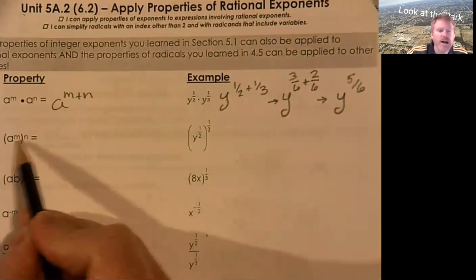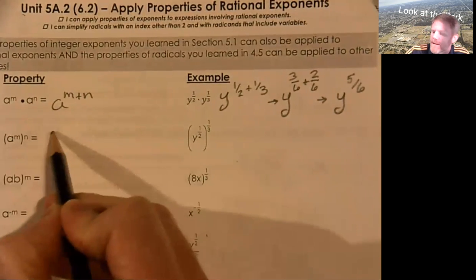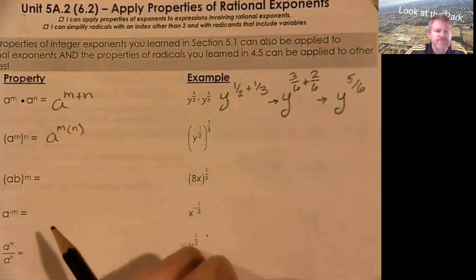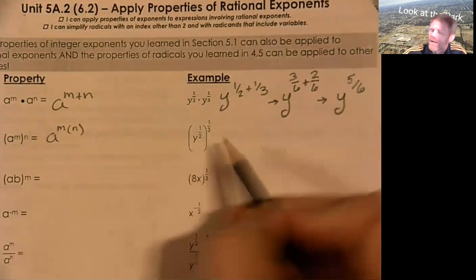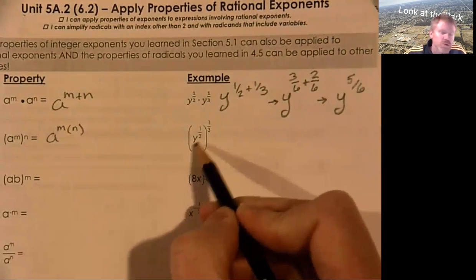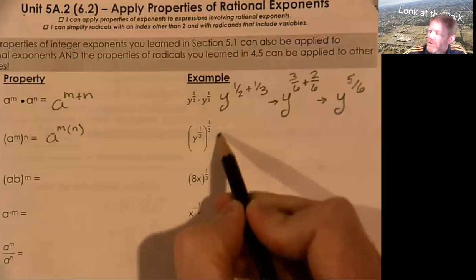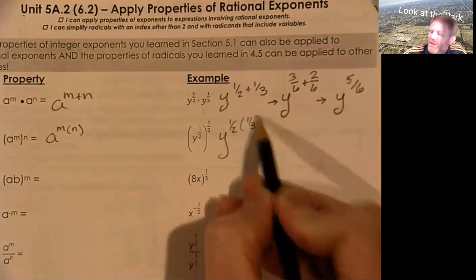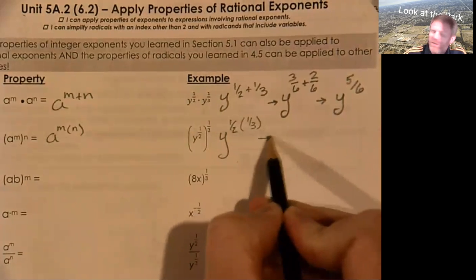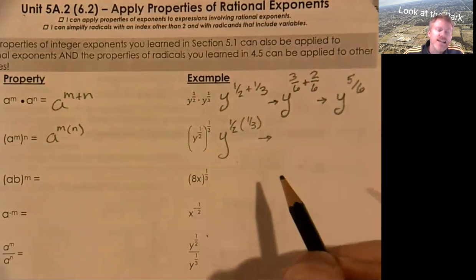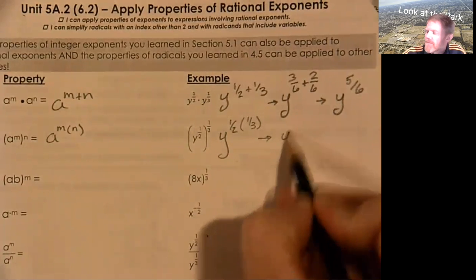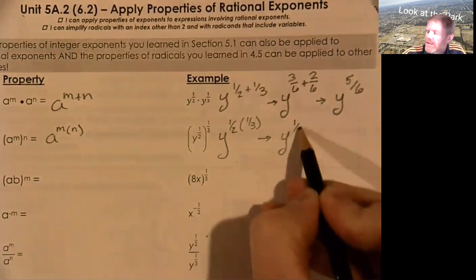When we raise a power to a power, this is where we multiply exponents. So the same thing goes with rational exponents. We would take 1/2 times 1/3. Here, with multiplying fractions, you do not need common denominators. So this becomes 1/6.